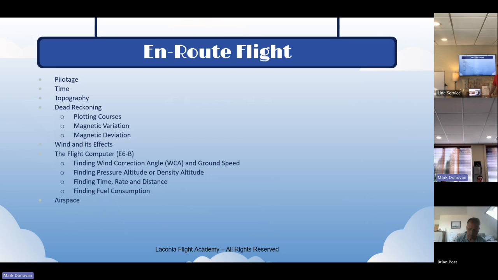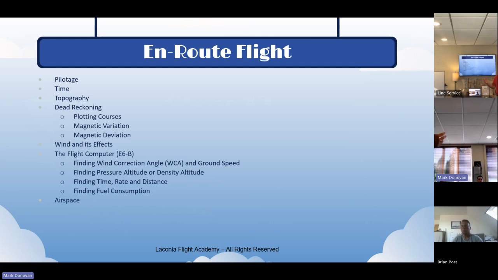What's the definition of a cross-country flight? You go at least 50 nautical miles and land at another airport from your departure airport. So if we left Laconia and went out to an airport that was 57 miles away and landed there, that would be a cross-country flight, and then return back. And so that's the definition of a cross-country flight.